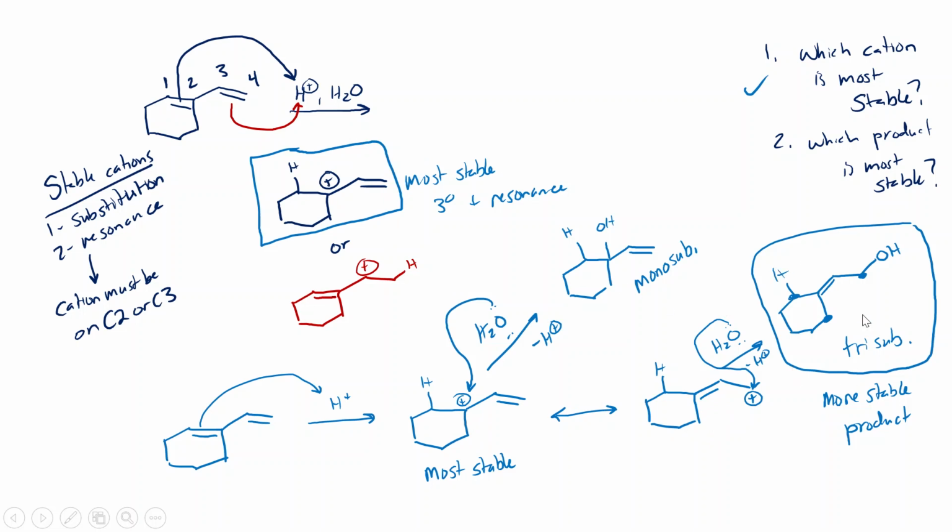Once we've made those products, we will always have two options. The most stable carbocation will lead to the least stable product because the most stable carbocation puts the cation at the most substituted position. The most stable product puts the alkene at the most substituted position. And so you can't have it both ways, right? Either you have the cation at the tertiary position or you have the alkene at the tertiary position. You can't have both. So they'll always be different products. The kinetic product here, the monosubstituted alkene, or the thermodynamic product, the tri-substituted alkene.